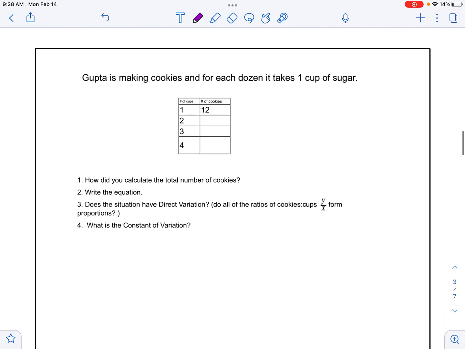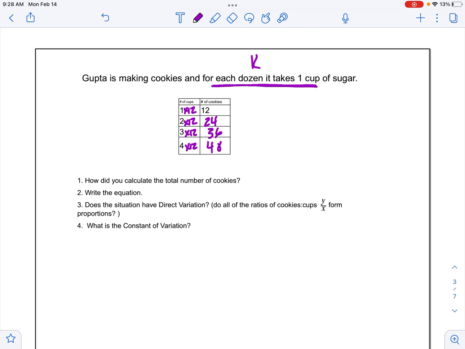Okay, so let's look at another one here. Gupta is making cookies, and for each dozen, it takes 1 cup of sugar. So here I have 1 cup of sugar, and it gives me 12 cookies. So it says each dozen takes 1 cup. That's that constant of variation. A dozen, remember, is 12. So I'm just going to take each of these and multiply by 12 to fill out my table. So I'm going to have 24, 36, 48.